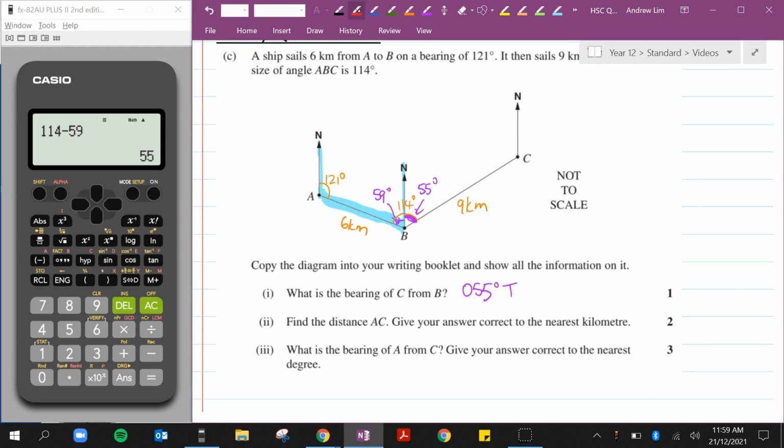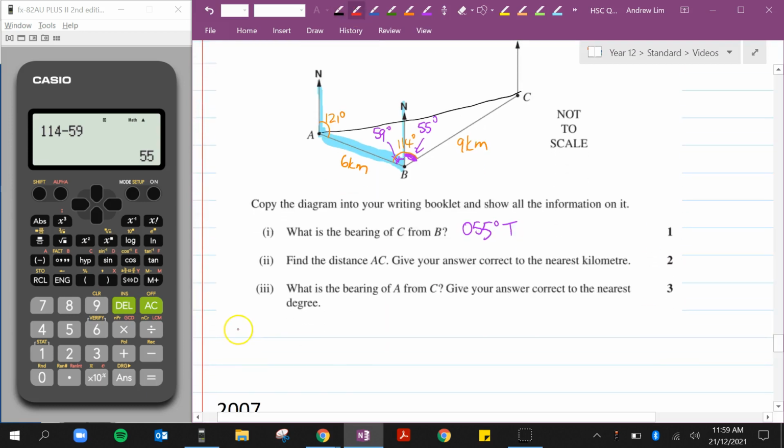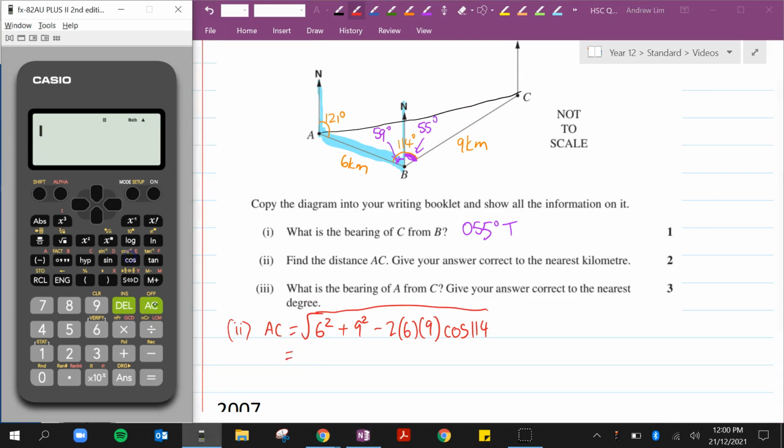Part 2. Find the distance AC. Give your answer correct to the nearest kilometer. So if we were to draw in that line AC, again I'm going to be using the cosine rule. So AC is going to equal the square root of a squared plus b squared minus 2ab cosine C, 114, because that's the big angle that's opposite the side we're finding. Which is 12.7. Now the question says to the nearest kilometer, so I'm just going to round it to 13 kilometers.